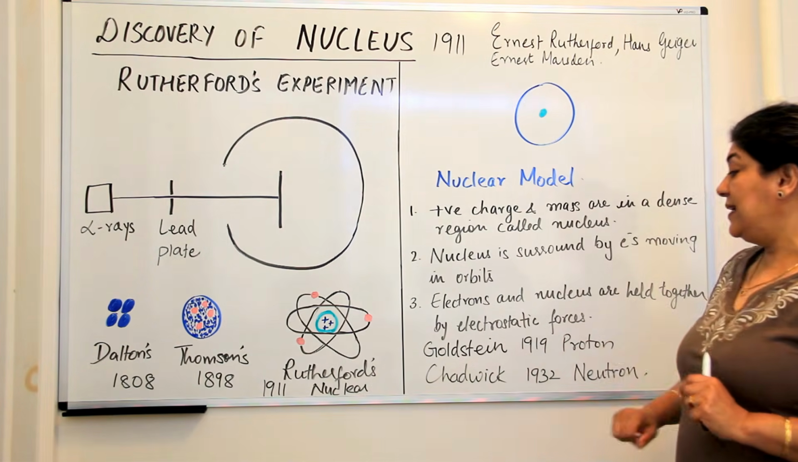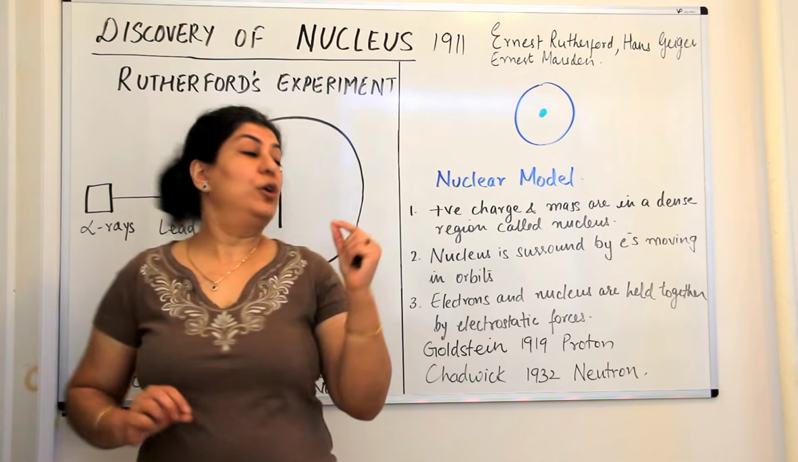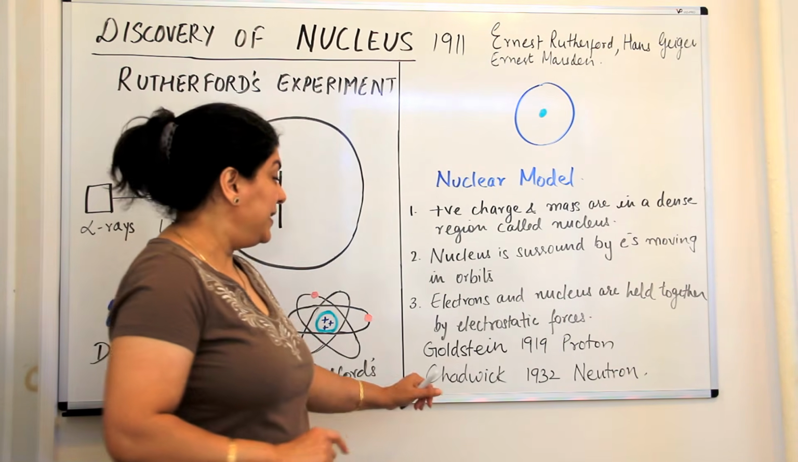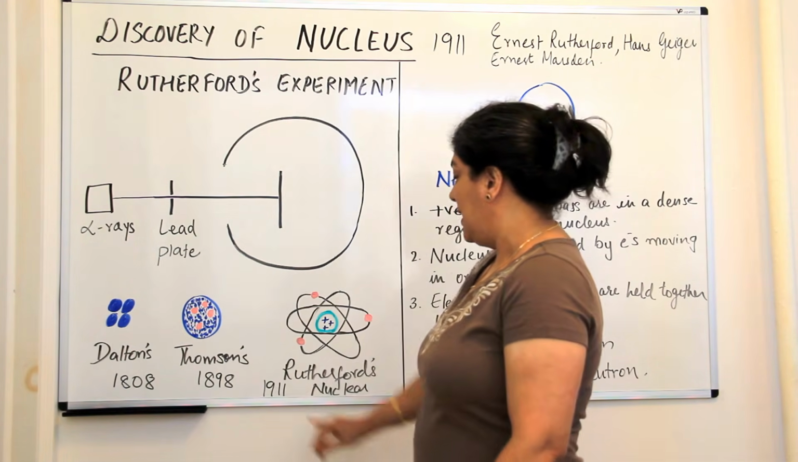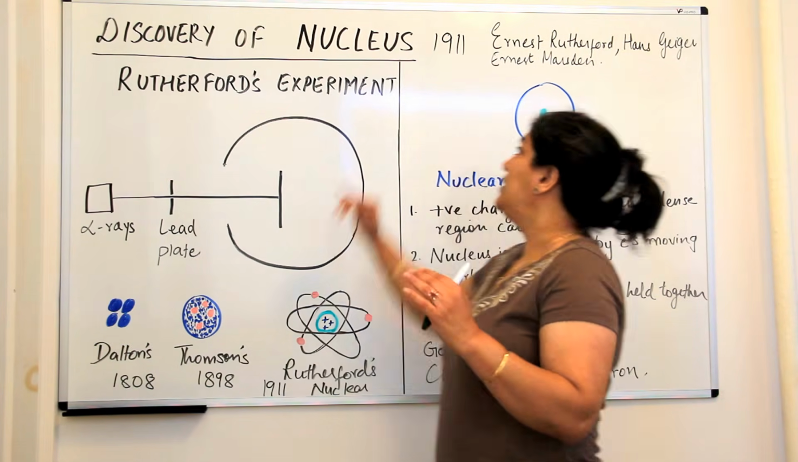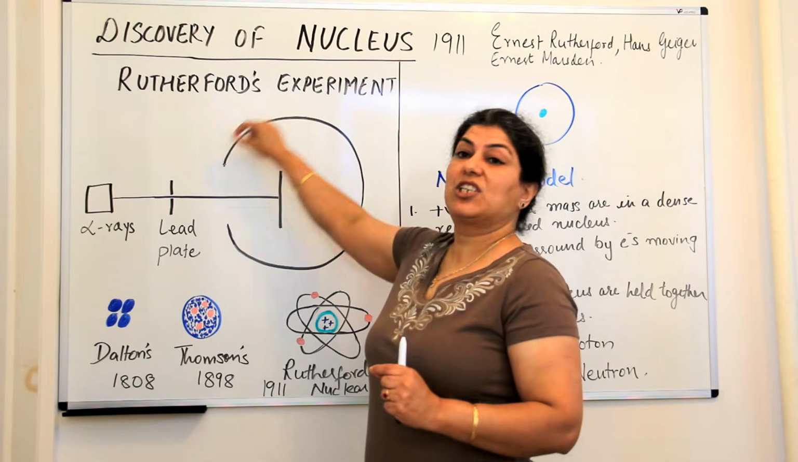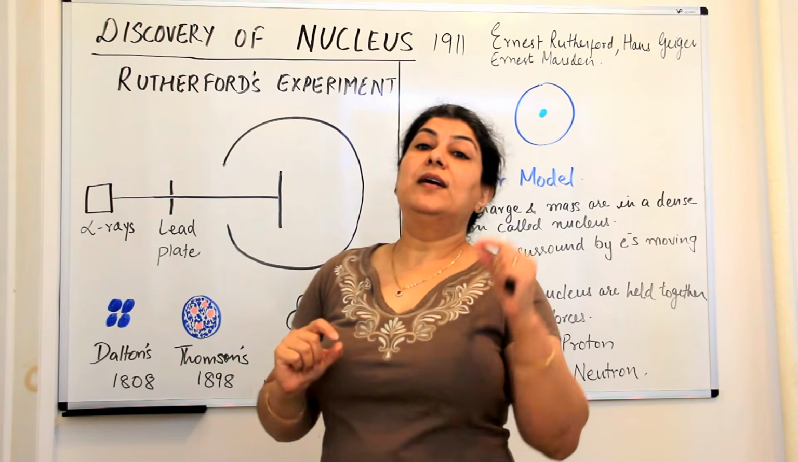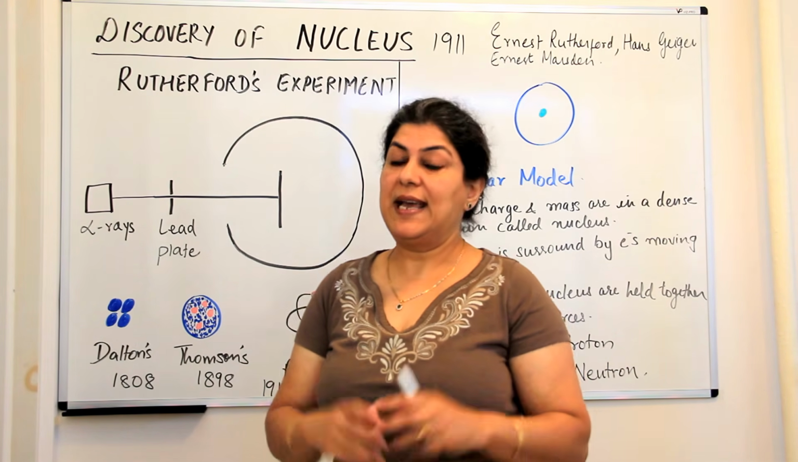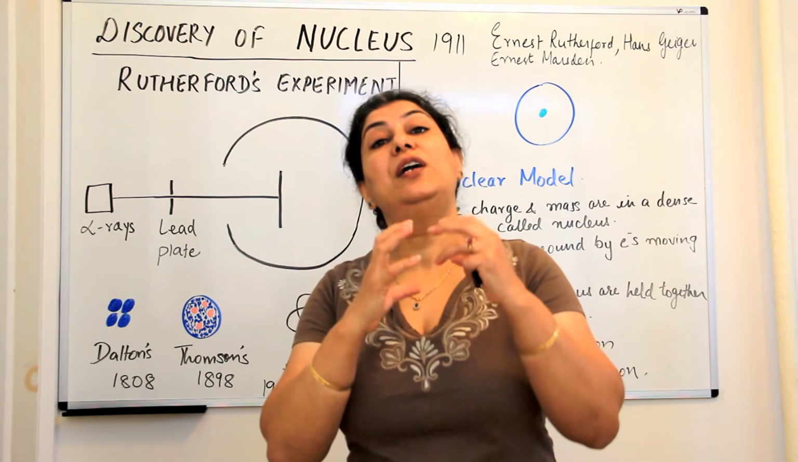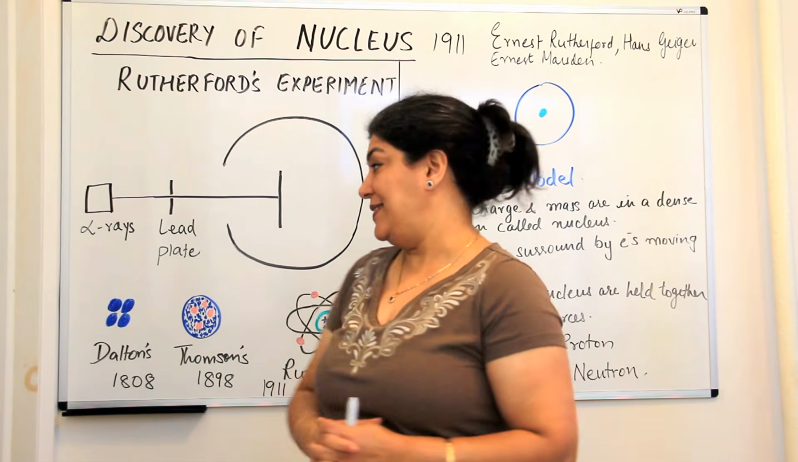Then in 1919, it was Goldstein who discovered the presence of the positively charged particle, which he called the proton. And it was not until 1932 that the neutron was discovered. But in the middle of these, in 1911, Rutherford with his friends, Hans Geiger and Ernest Marsden, performed an experiment which is famously known as the Rutherford's alpha scattering experiment, or the Rutherford's Geiger-Marsden experiment, and they discovered the presence of a nucleus. And that is how the nuclear model of an atom came into existence.